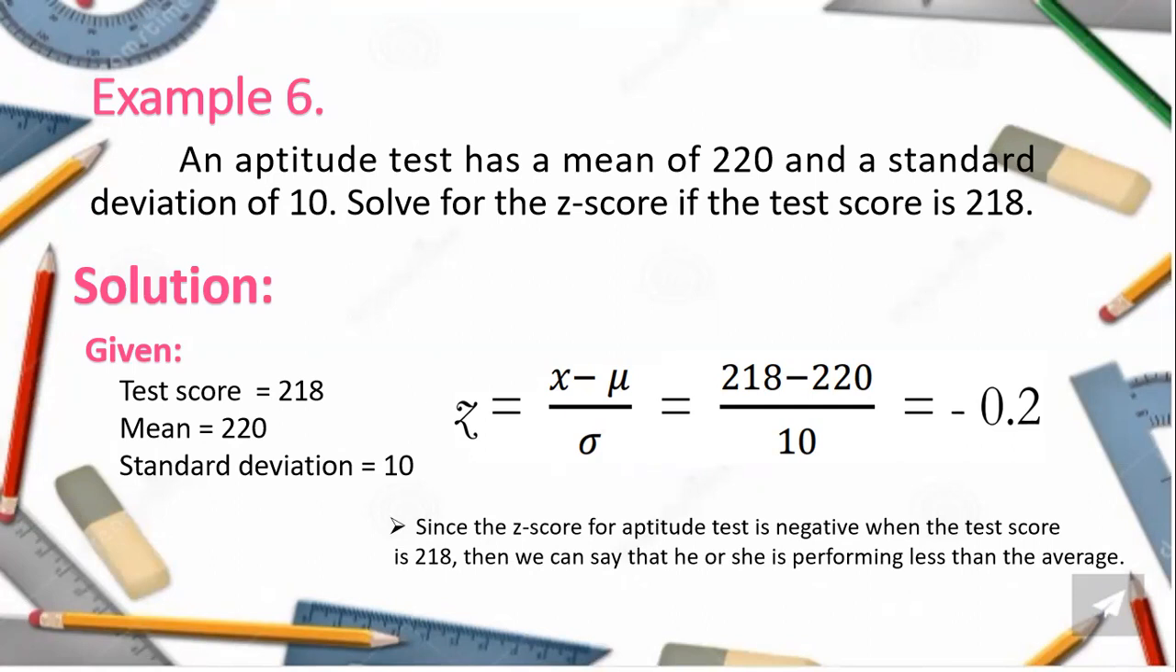A negative value indicates that the score of the student is lower than the average. Since the z-score for the aptitude test is negative when the test score is 218, then we can say that the student is performing less than the average.